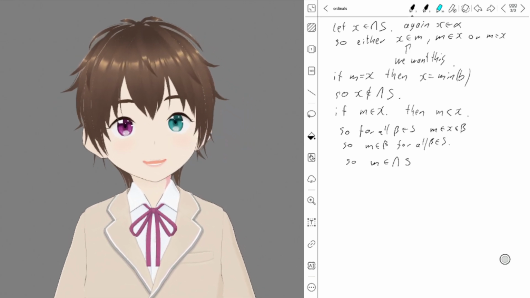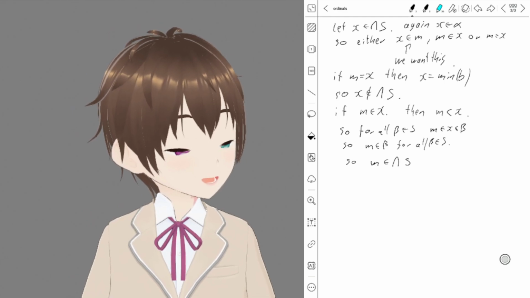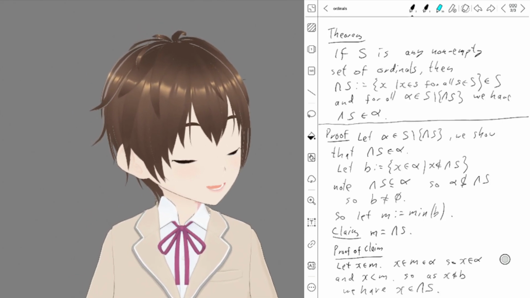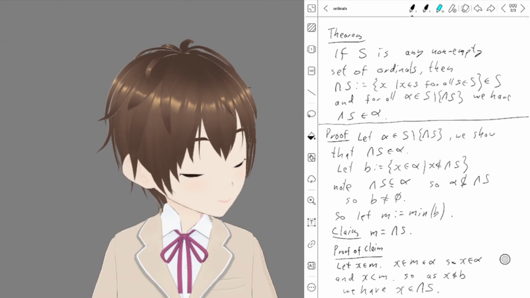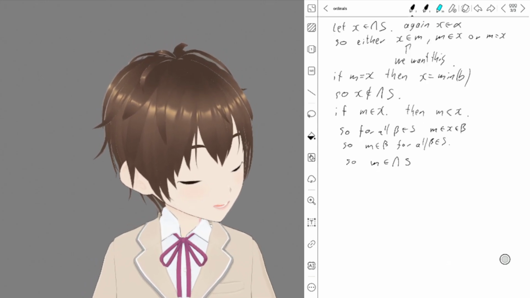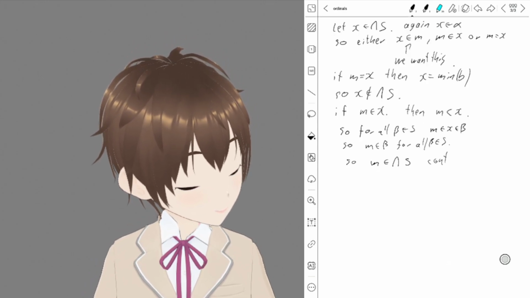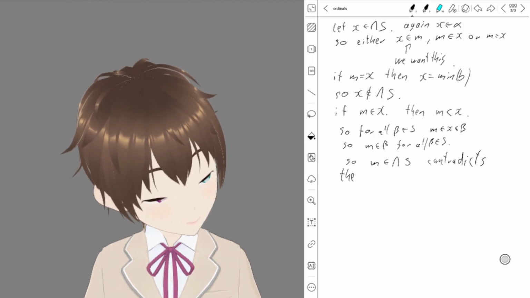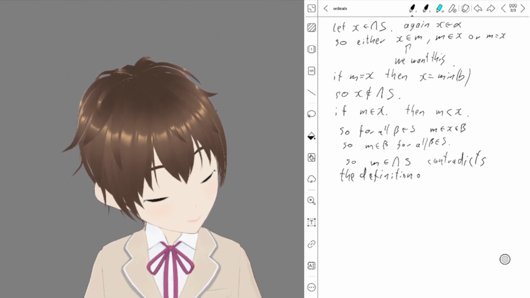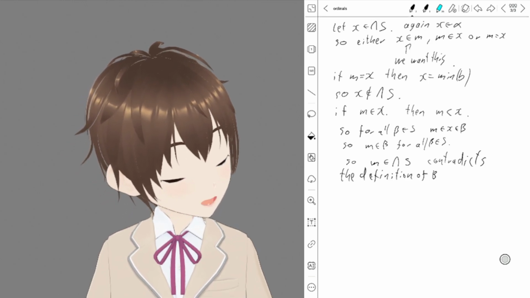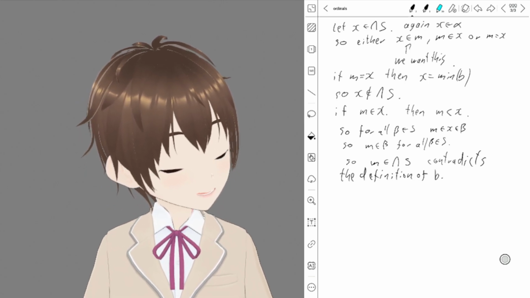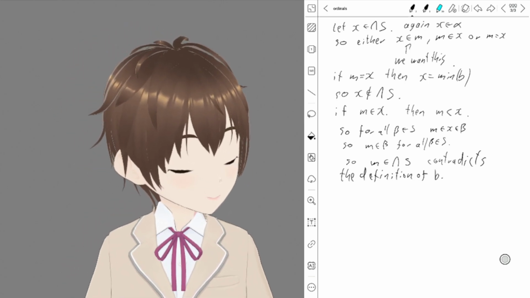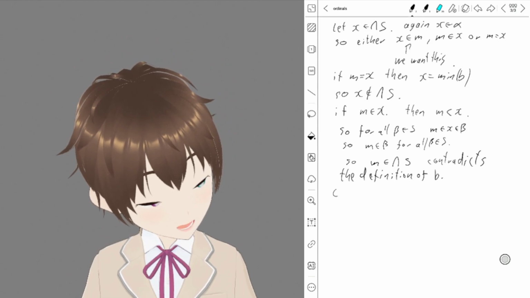But m is not in the intersection because m is in B, which does not contain anything in the intersection. So the thing's not in the intersection, which contradicts the definition of B. So this is a little B. So in this case, x is an element of m. So the claim is proven.